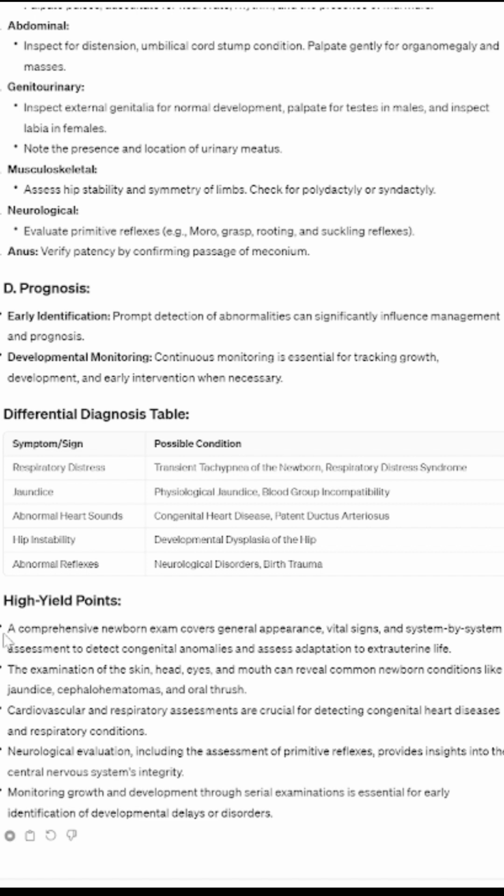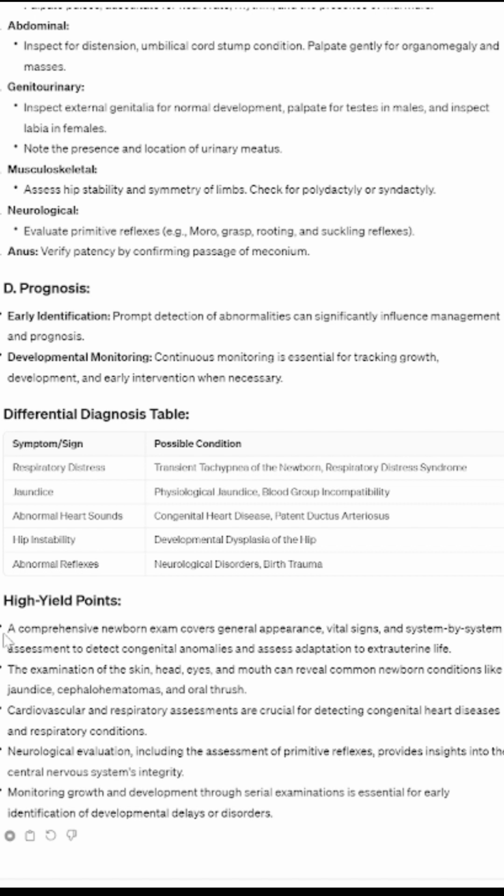High yield points. A comprehensive newborn exam covers general appearance, vital signs, and system-by-system assessment to detect congenital anomalies and assess adaptation to extrauterine life. The examination of the skin, head, eyes, and mouth can reveal common newborn conditions like jaundice, cephalohematomas, and oral thrush.